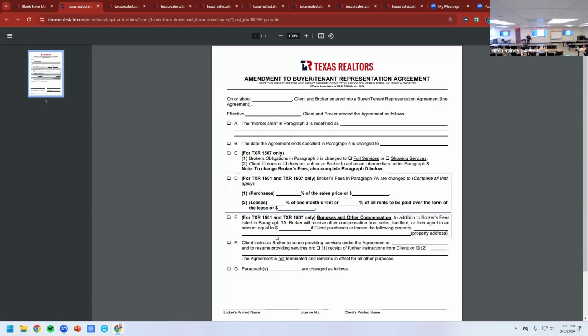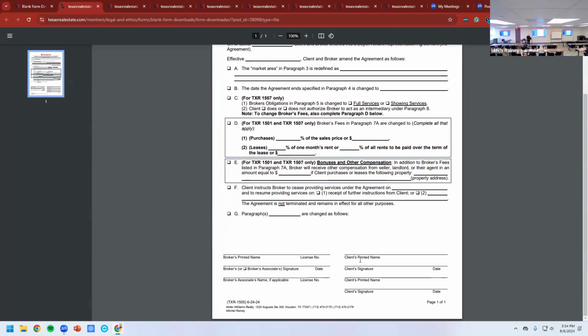And then F would be when, I've never seen anybody use this, tell me if you have, the buyer says, I want to stop seeing homes for a little while. Most of the time, they just don't return your phone call. And then any other paragraph that you may be changing in the buyer's representation agreement, you could put it in G. Easy peasy. It's probably one of the easier ones.